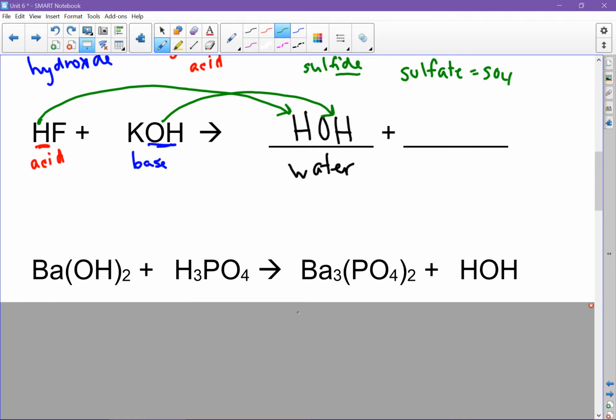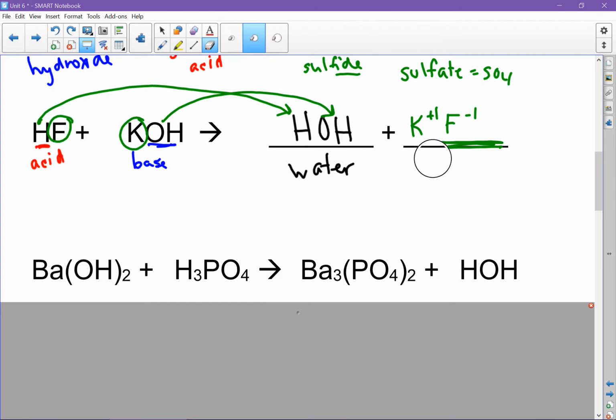That means that we are going to use the leftover pieces. We haven't done anything with the F or the K. That's where your salt will come from, is those leftover pieces from the acid and the base. So we always have to write the positive thing first. K has a positive 1 charge, that's based on its group in the periodic table. F is a -1, again based on its group.